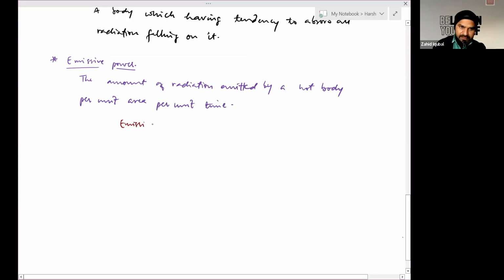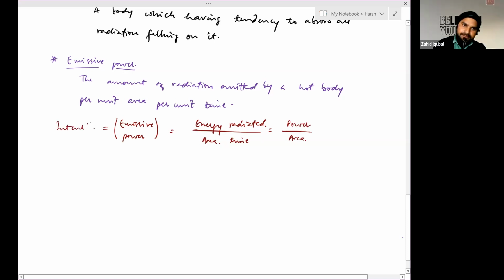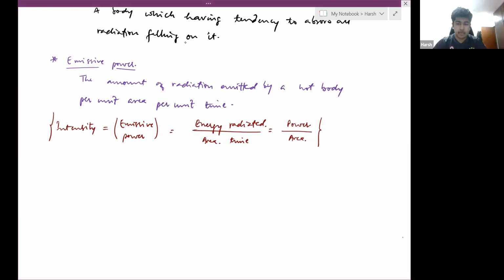So emissive power is equal to the energy radiated or emitted per unit area per unit time. Energy per unit time is also called power, so it is the power of radiation emitted per unit area. This is also called intensity. So we may find these different terms related to emissive power. Any doubt? No, sir.